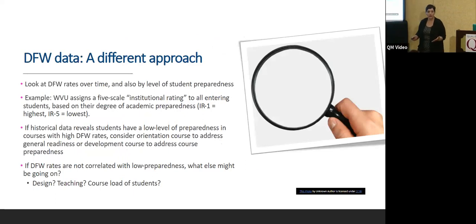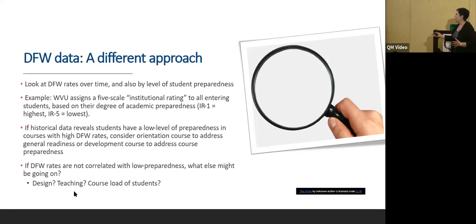So this is an actual example that was written up. West Virginia University really had this situation, right? For their students coming in, they assigned a level of preparedness based on an institutional rating. So highest was IR1, lowest was IR5. And then they looked at whether students with a low level of preparedness correlated with those high DFW rates. They might then consider an orientation to address some of those student needs and fill in some of those gaps. If they're not correlated with low preparedness, what else might be going on?